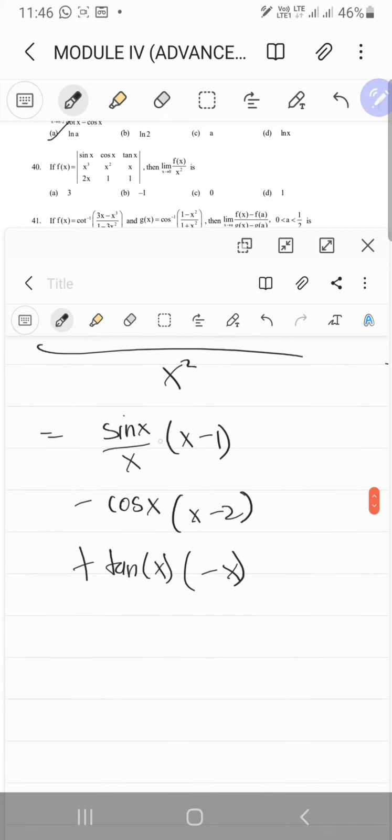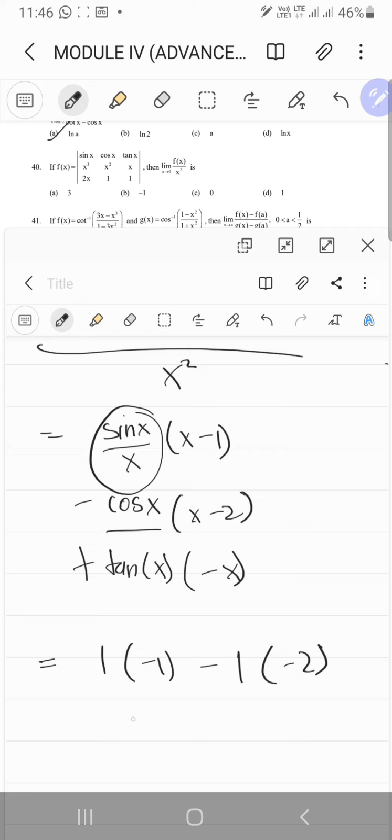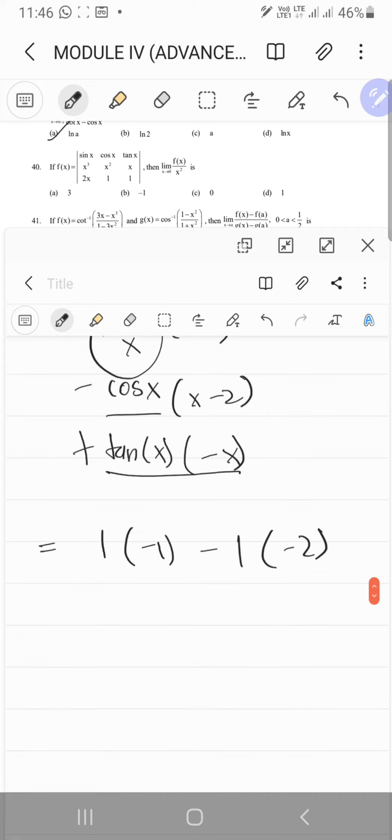And as x approaches 0, this thing approaches 1, so it should be 1 into minus 1, minus this thing approaches 1 as well, so minus 1 into minus 2, and this complete thing approaches 0 because this thing and that thing both approach 0, so this should be minus 1 plus 2, which is 1.